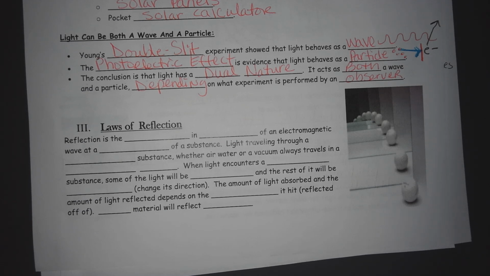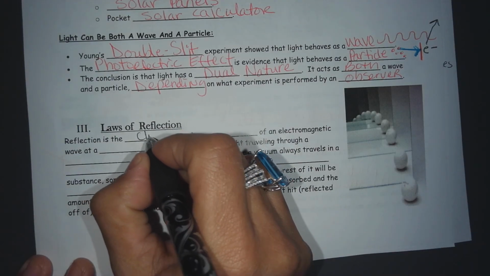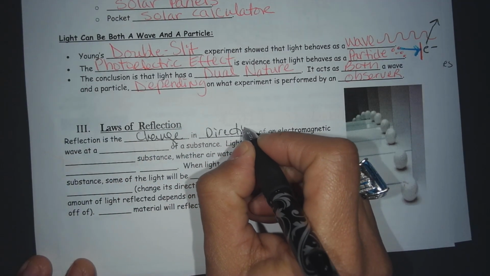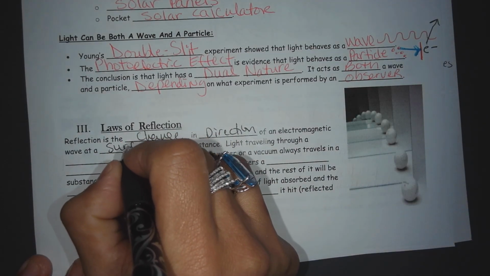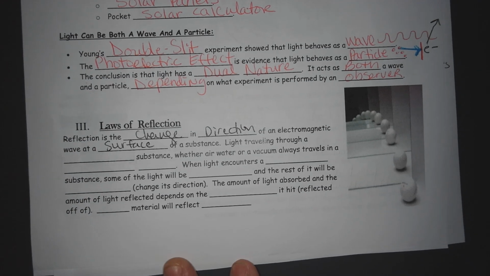So, the law of reflection. The law of reflection is exactly like it sounds: something's going to be reflected back at me. It says here the law of reflection is the change in direction of an electromagnetic wave at a surface. And today we're going to talk about mirrors and lenses as the surface.